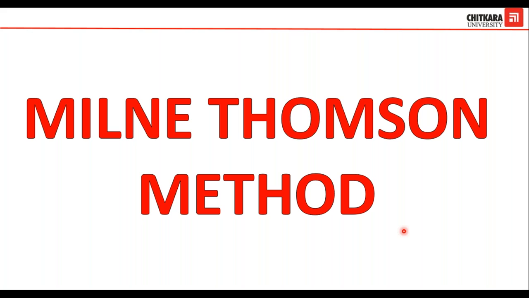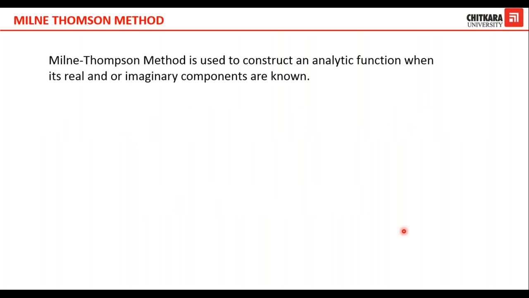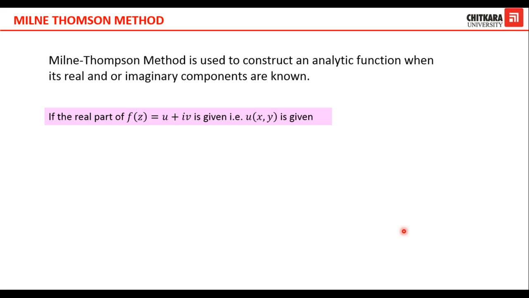So what is this method now? In this method, it is used to construct an analytic function when its real or imaginary component is known to us. So either u or v is known to you, and you do not have to calculate the other harmonic conjugate. Without calculating the other harmonic conjugate, you can directly calculate the value of the analytic function. How is it done? Look at the method and note down the steps, so that it becomes clear to you in the next question when I show you.